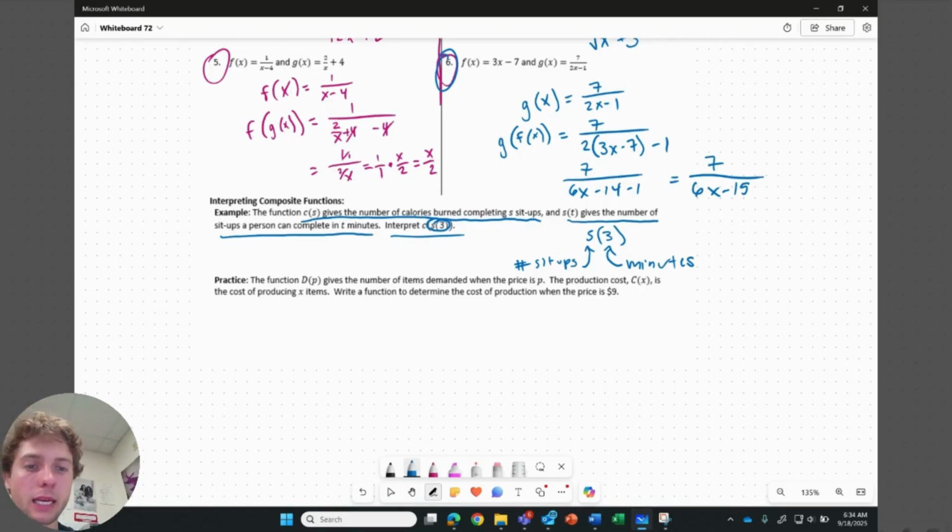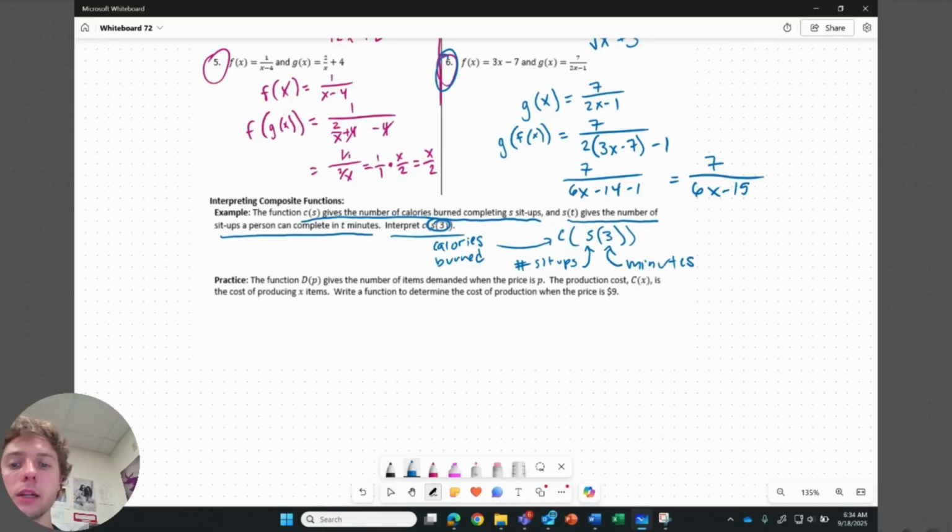So then if we take C of S of 3, we know it's in 3 minutes. We do a certain amount of sit-ups. And then the C, what does C represent? Well, it gives the number of calories burned for completing those sit-ups. So what does this mean then? Well, in 3 minutes, we do a certain amount of sit-ups, which tells us how many calories we have burned during those 3 minutes from doing the sit-ups.